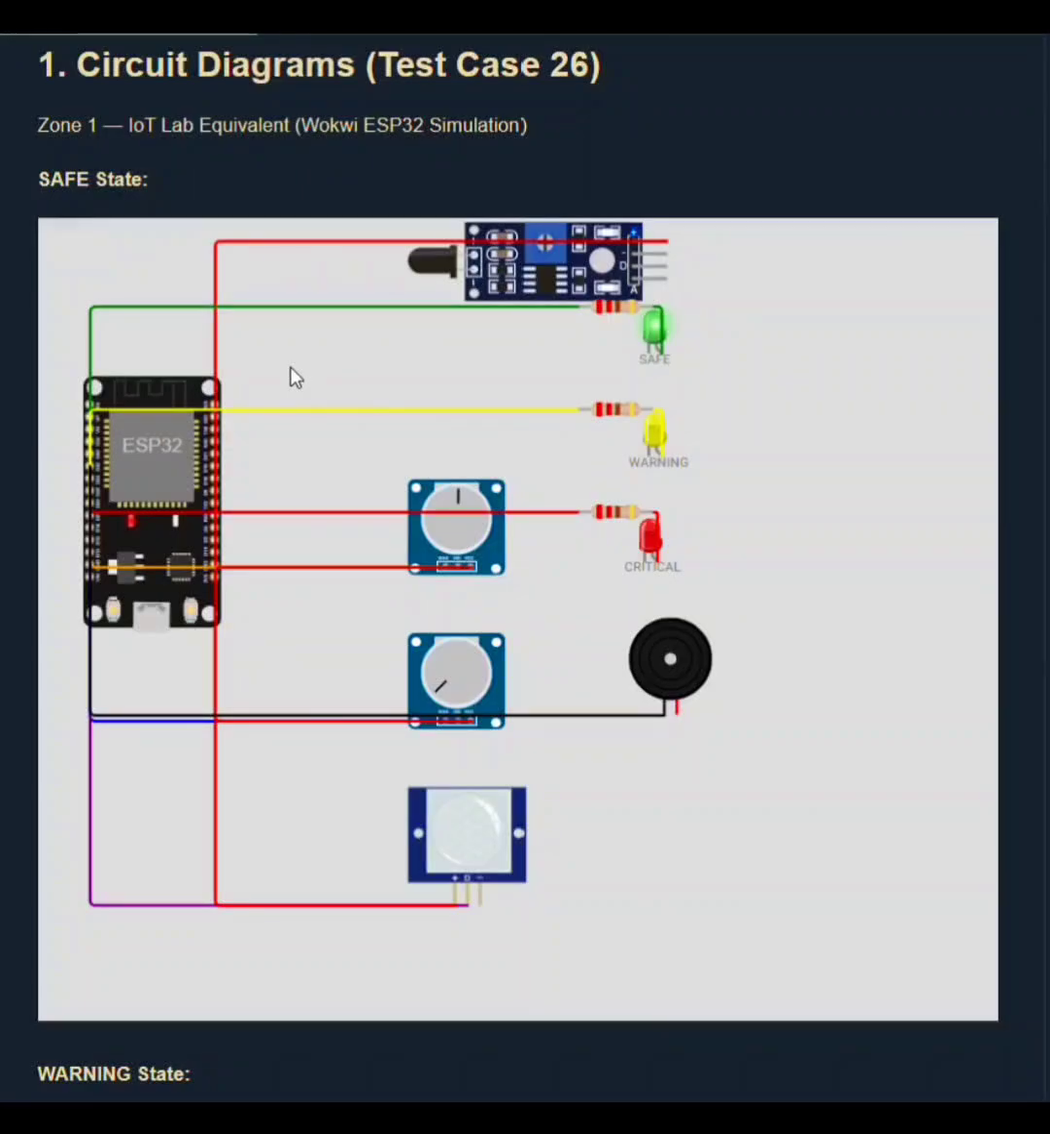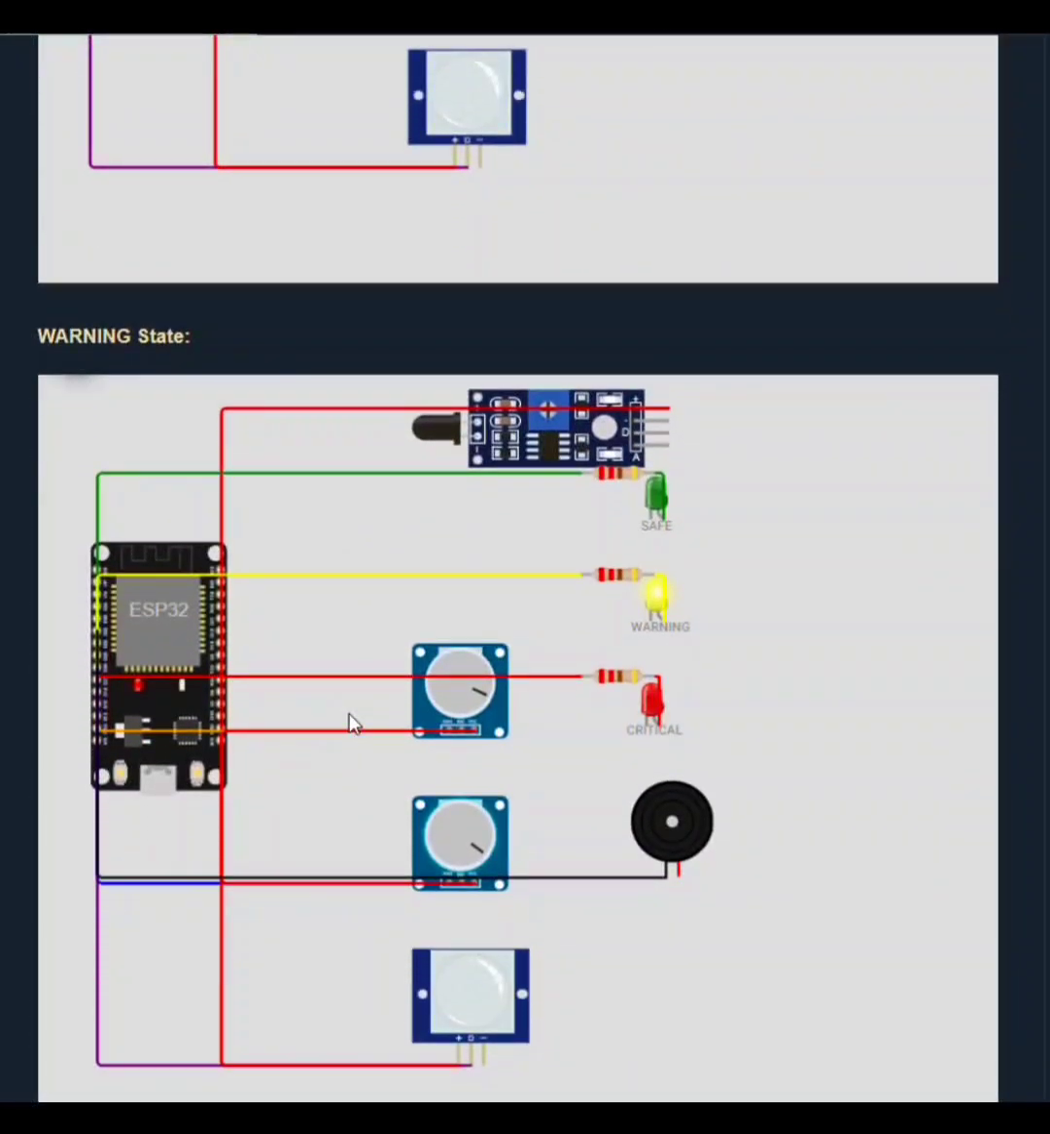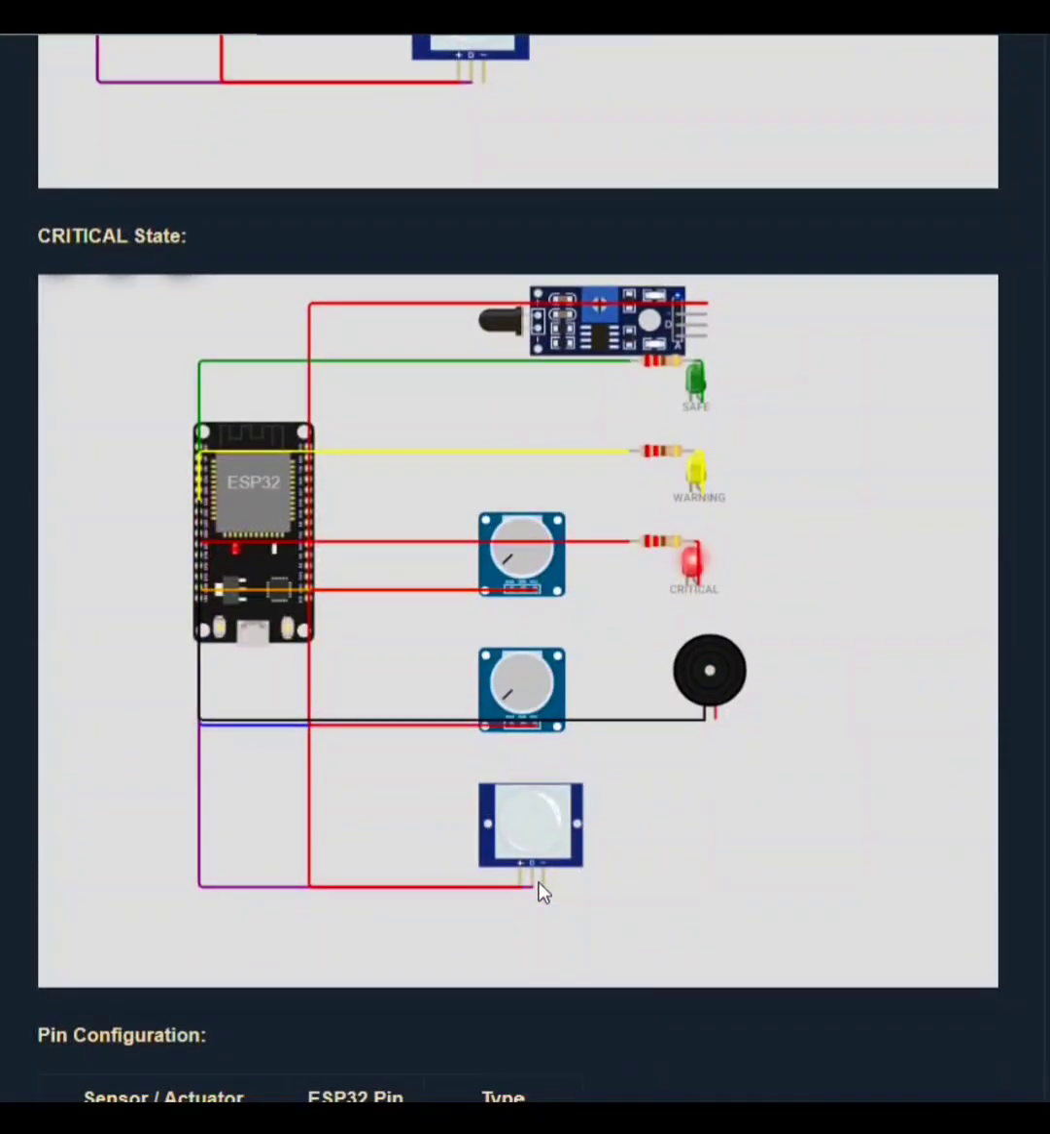The circuit diagram: the zone node simulated on Wokwi ESP32 with real component behavior. Safe state: the green LED is active, all readings normal. Now warning state: yellow LED, gas concentration elevated above threshold. Now critical state: red LED and buzzer active, fire confirmed, immediate alert triggered.